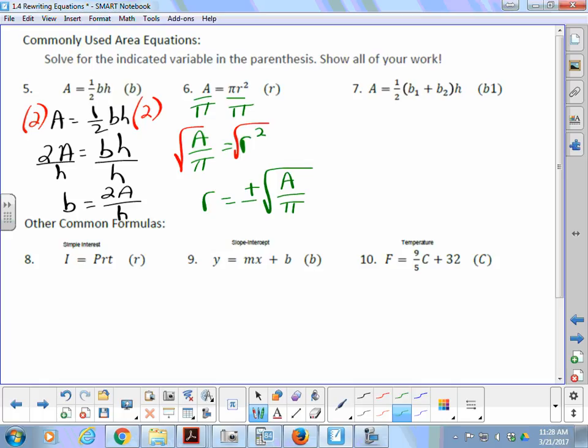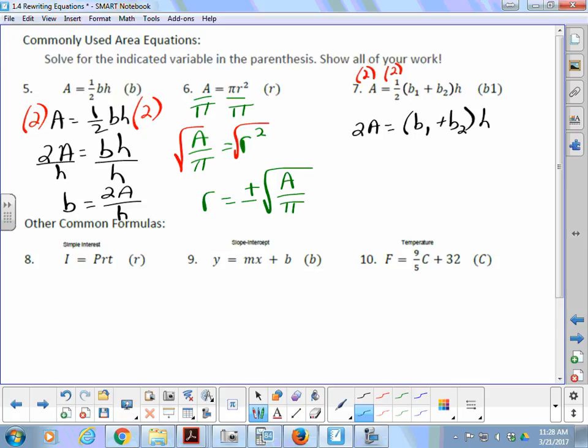So we're going to multiply by 2, divide by H, and then we'll get rid of the B2 so that we're solving for B1. Right? So first we're going to multiply both sides by 2. So we get 2A equals B1 plus B2. Those are bases, so base 1 plus base 2.